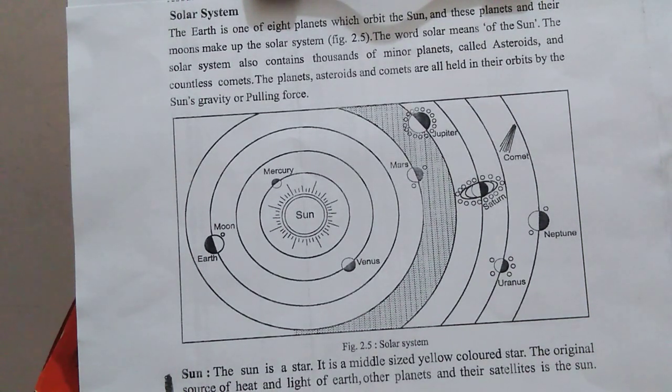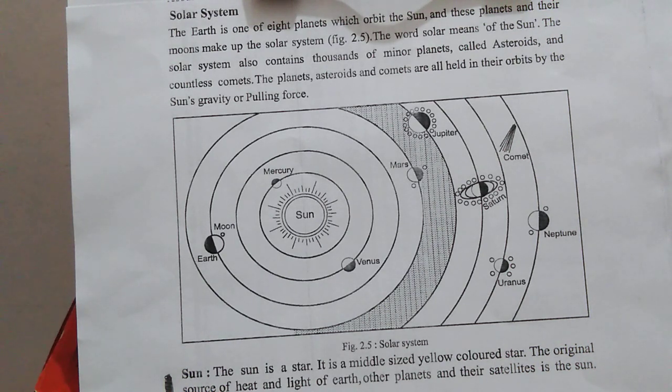Solar system. Dear students, there is a figure of the solar system. You can see the Sun is the center of the solar system. And there are 8 planets revolving around the Sun, keeping a specific distance from the Sun. The 8 planets respectively start from the Sun.